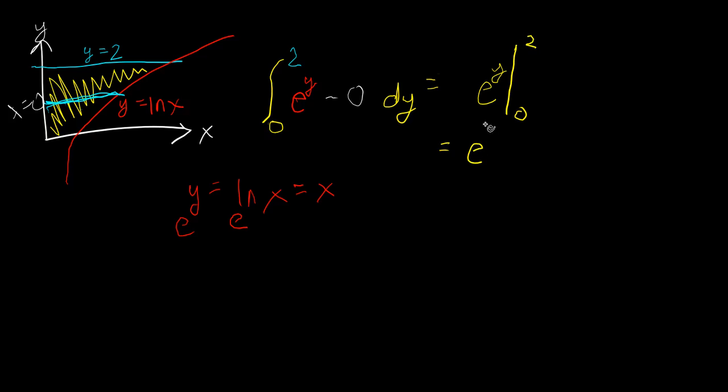So we have e squared minus e to the 0 power, and we get e squared minus 1. And that is the area of the shaded region.